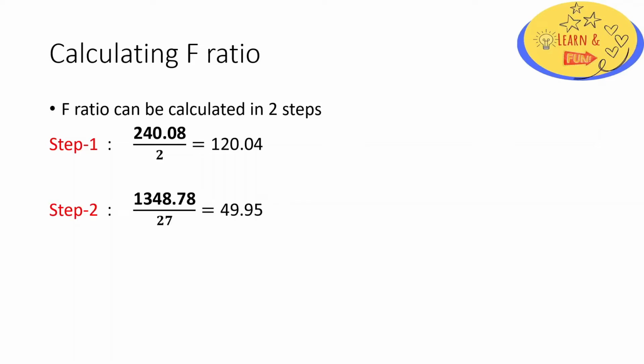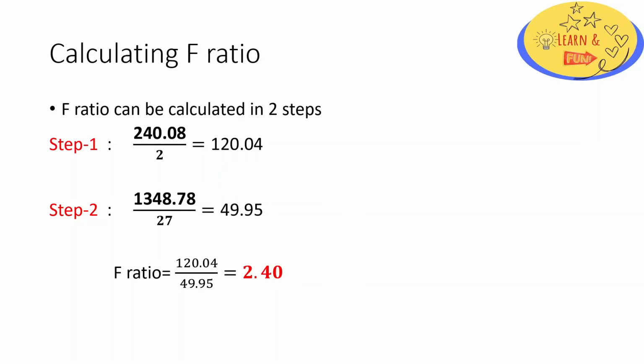What about step 2? Step 2 is the within, where we got the value 1348.78 before. What is the degree of freedom for the denominator? It's 30 observations minus 3 groups, 27. So divided by 27, you get the value 49.95 for the denominator. Once these steps are calculated, the F ratio is nothing but the ratio of step 1 divided by step 2. So you get 2.40 as the F ratio. That basically means the between variation is 2.4 times the random variation, or within variation.